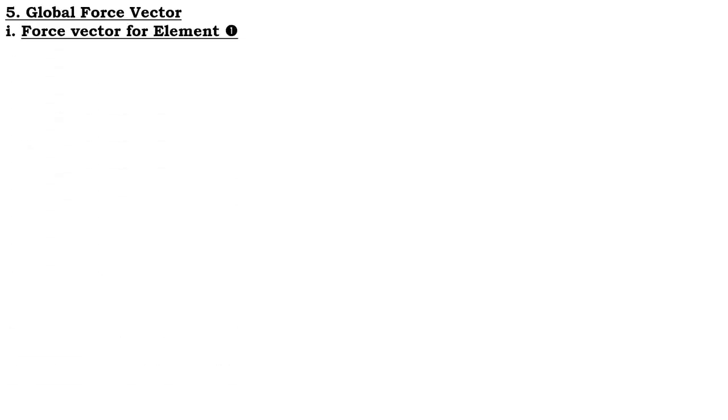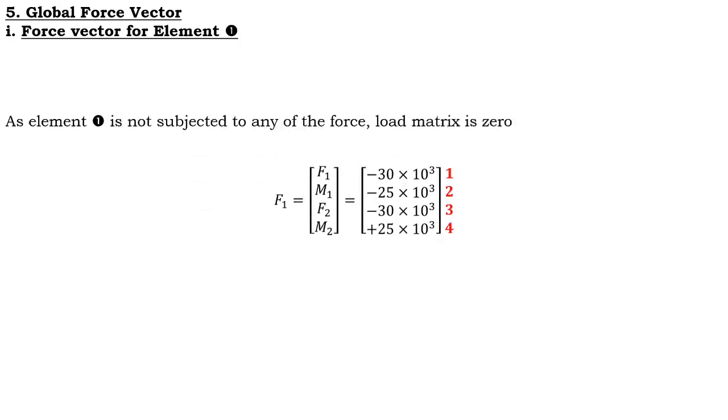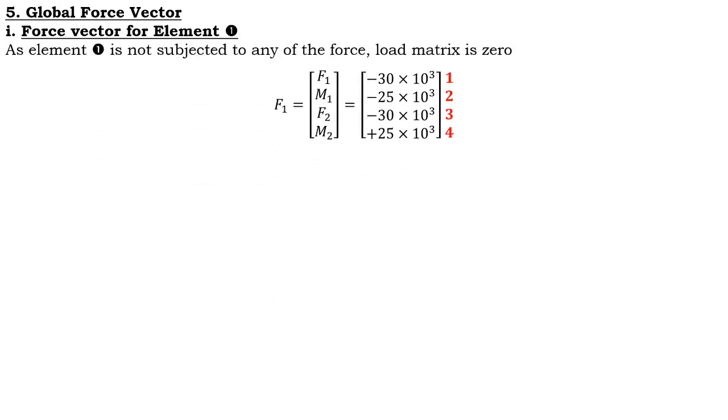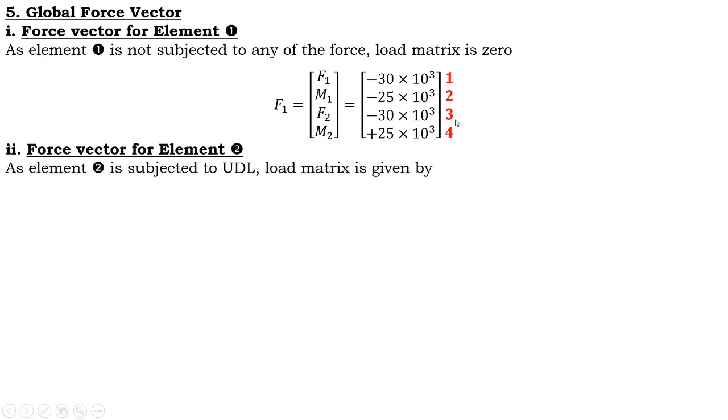Now next I need to calculate the global force vector. Because I have two different forces calculated after converting UDL into point forces, I need to club them together to get the global force vector. Let us put the force vector for the first element. So F1, M1, F2, M2, these are the four forces applied on the first element, which we have calculated as minus 30, minus 25, minus 30, plus 25. The four displacements associated with the first element are 1, 2, 3, 4. Similarly, we need to calculate the force matrix F2 for the second element.